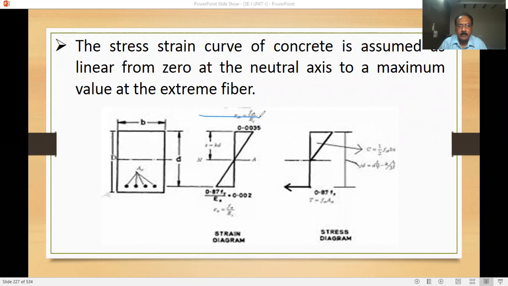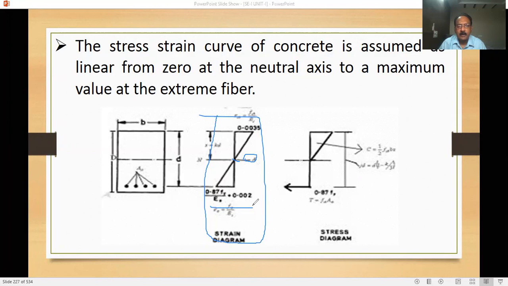In the stress strain diagram, you observe, here 0, here is maximum. What is maximum at the top edge? It is 0.0035. In concrete, maximum strain is 0.0035 as per the guidelines and provisions of the code book IS 456 2000. And in steel, it is 0.87 Fy by Es plus 0.002. So this is given in the IS code book.